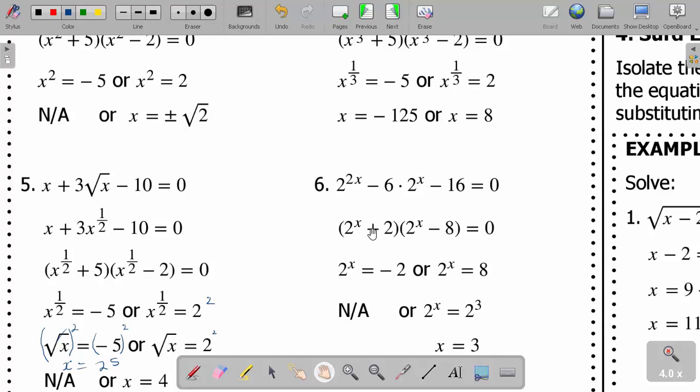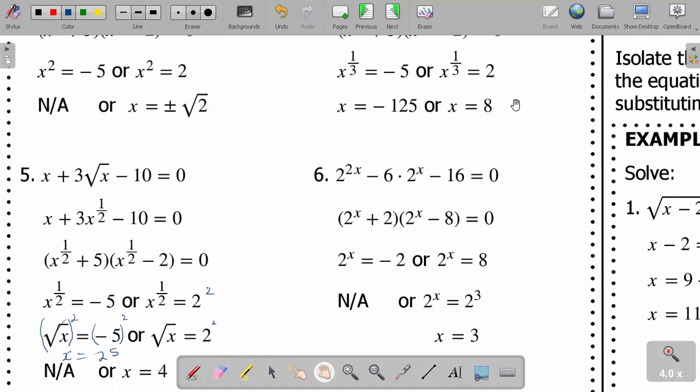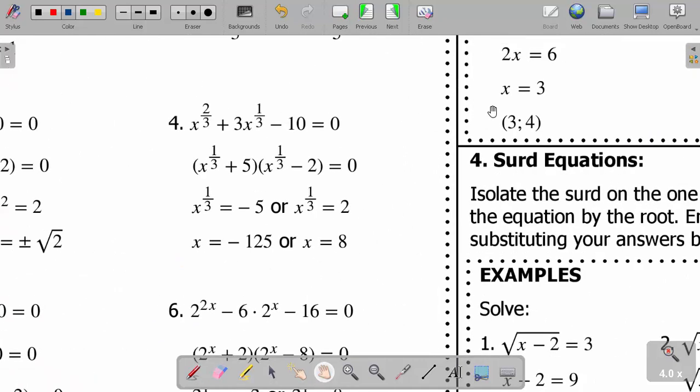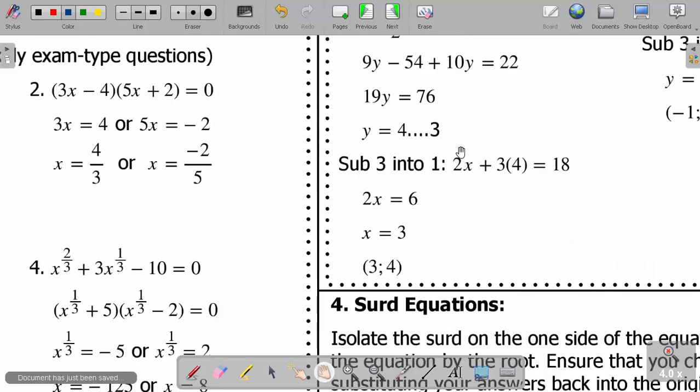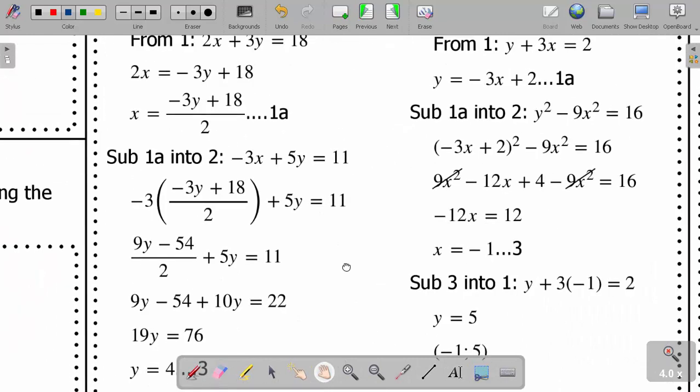I say either this bracket equals 0, which gives me 2 power x equals negative 2, or this bracket, which gives me 2 power x equals 8. But because this is negative 2 and this is an exponent, it's not applicable. That's why it's not applicable here. But for this case, 8 is the same as 2 power 3, which means if I drop the bases, what's my answer? It's going to be x equals 3. Hope we are still together. Let us proceed.